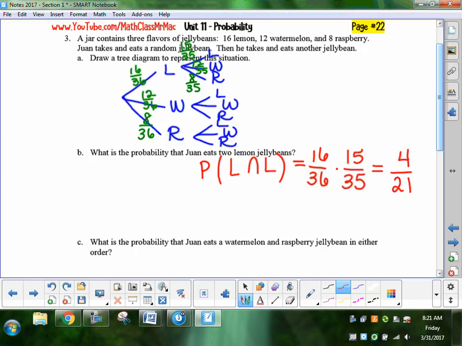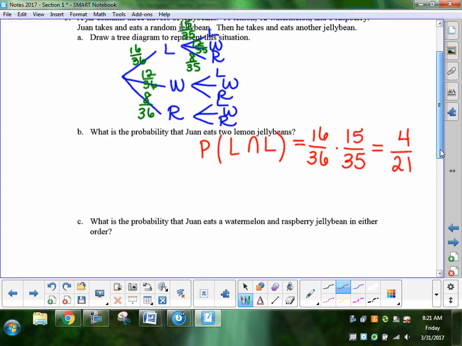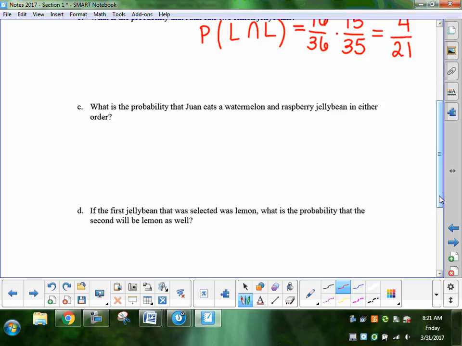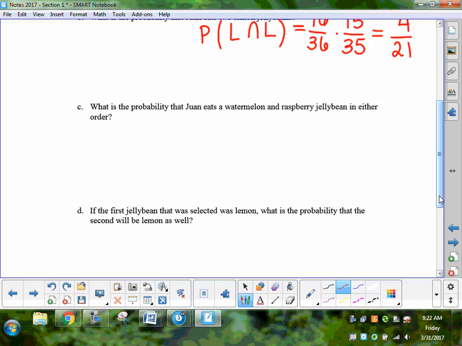You're allowed to use whichever one you want, unless it specifically says, like the one before, that you have to use percents. What's the probability that he's going to eat a watermelon and a raspberry in either order? Well, we've got to take 2 situations into account. We have to take the probability of watermelon and raspberry, and then raspberry and watermelon.